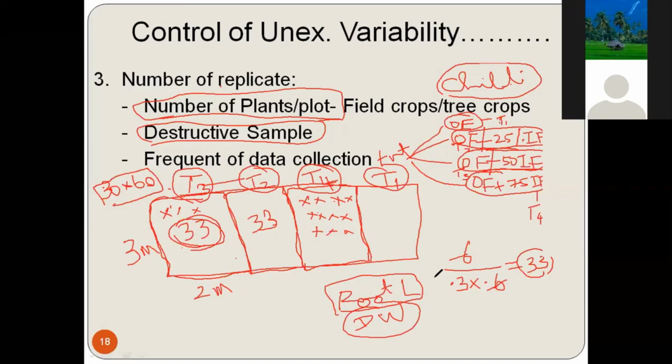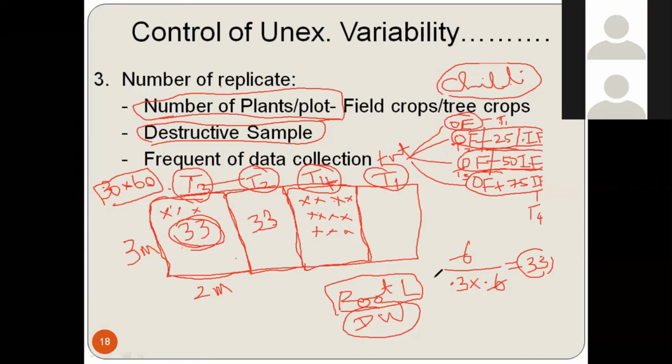Can you measure the root length or dry weight without removing the plant from the field? Yes or no? If you don't answer, I don't continue. I will wait till the answer comes. Can you measure the root length without uprooting the plant? No. It's common logic.